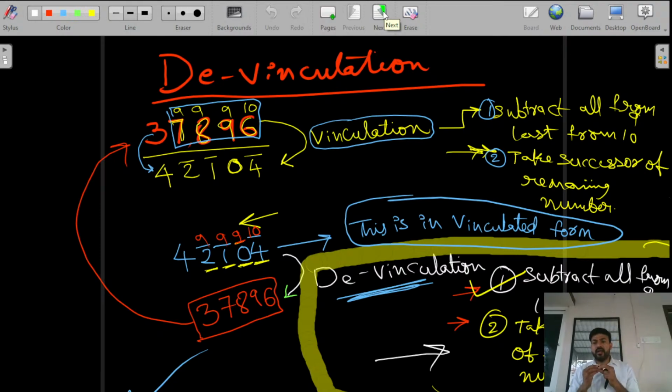This first step, all from 9, last from 10, is the same for vinculation, devinculation, and even subtraction. But the second step varies based on the process. If it is devinculation or subtraction, you have to take the predecessor. If it is vinculation only, you have to take the successor. Remember that.